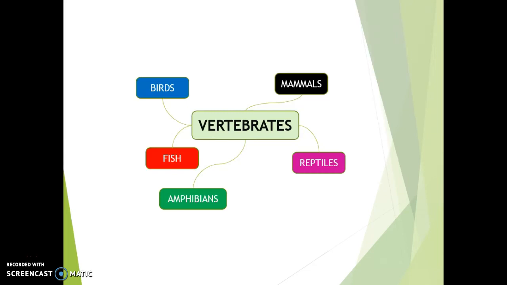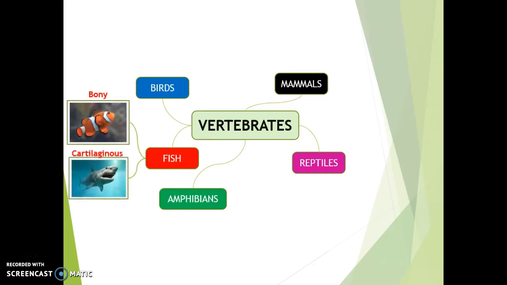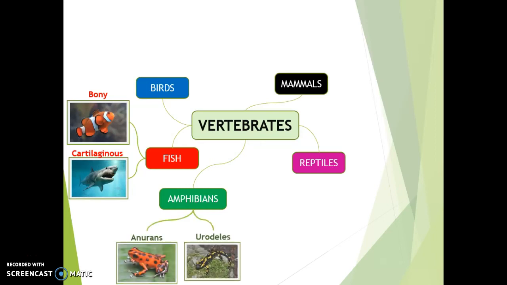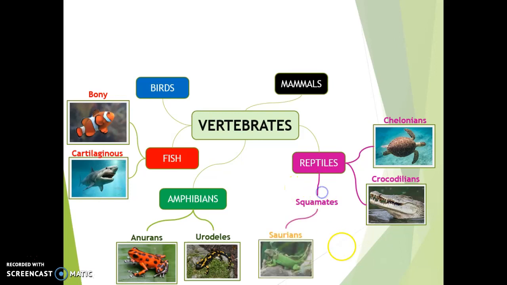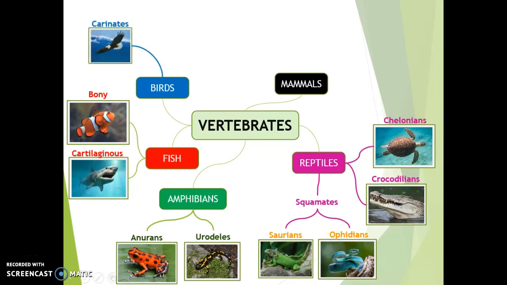Okay, let's go back to our mind map. We saw fish first, bony fish, cartilaginous fish. Then we saw amphibians, anurans with no tail, urodels with tail. Reptiles, chelonians, turtles with a shell. Crocodilians, large, scaly, thick skin, big teeth, big jaws, and squamates, the reptiles that change their skin. And here we had saurians, which have 4 legs, and ophidians, which don't have legs, like snakes. And now we have seen birds. We have carinates, which are the birds that fly, and ratites, which are the birds that don't fly.